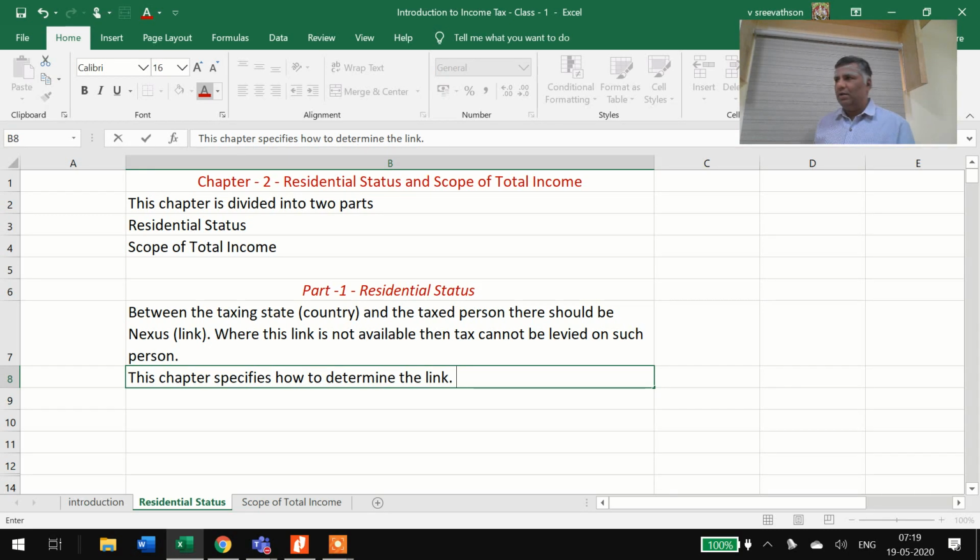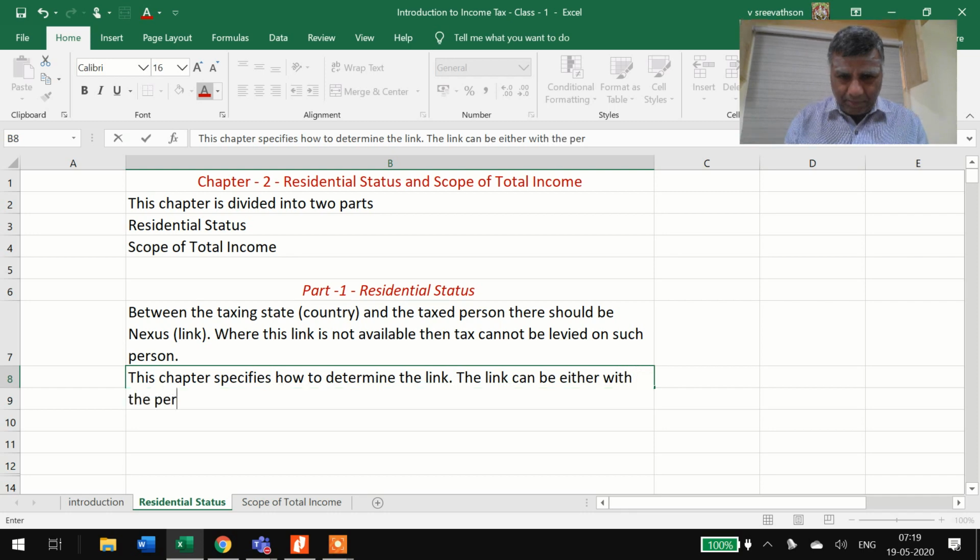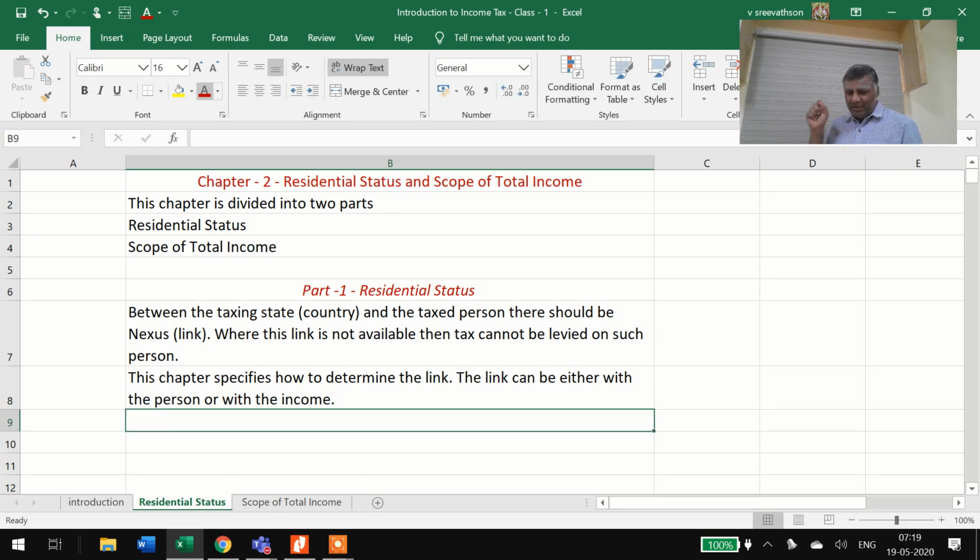This chapter specifies how to determine that link. The link can be either with the person or with the income. The link can be, my dear friends, either with the person earning that income, or with the income that he is earning, even though with the person I don't have a link, I have a link with the income.